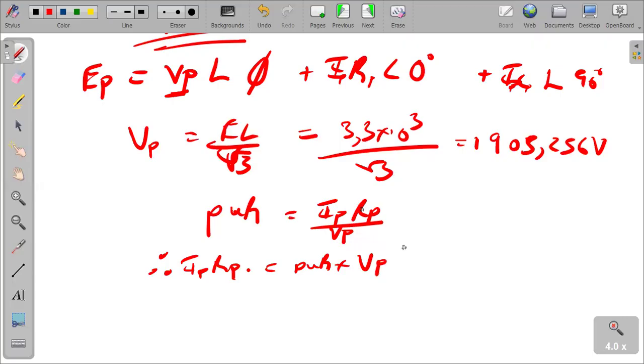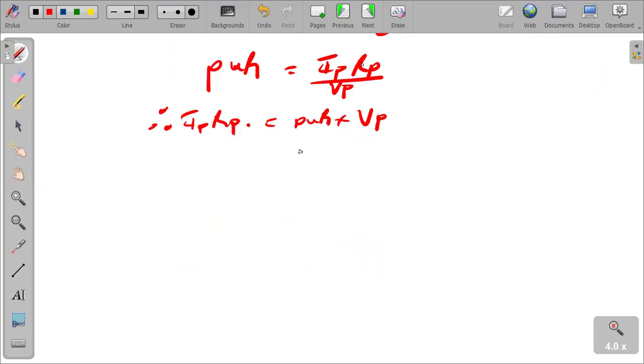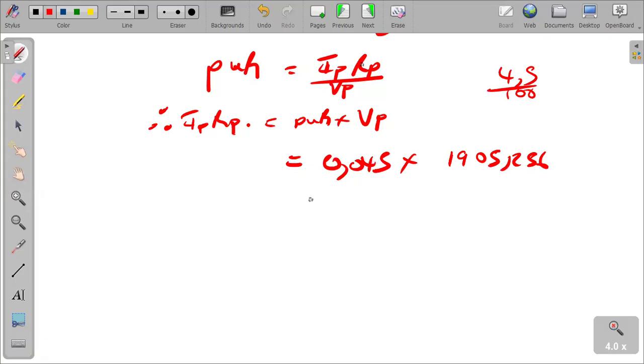Right, so we can therefore substitute what we already have. 0.045. Where is this one coming from? We said 4.5 divided by 100%. Right, so multiply that by VP, which we have already just calculated, 1905.256, and that will give us 85.767 volts. That marks our IP RP.